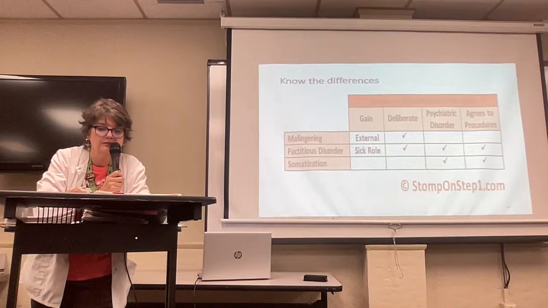Is it a psychiatric disorder? Yes, it is. Will they agree to procedures? Yes, they will. Will malingerers agree to procedures? No. So that's one way that we can figure out if someone who's done some kind of heinous crime is a malingerer, because they won't do any type of procedures or tests.